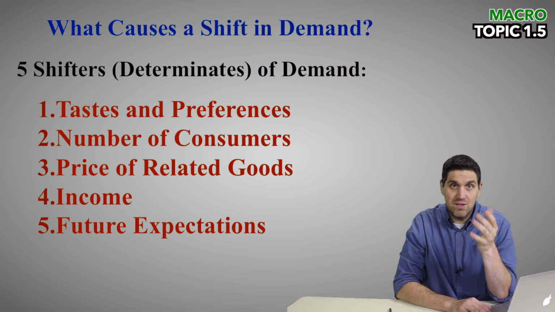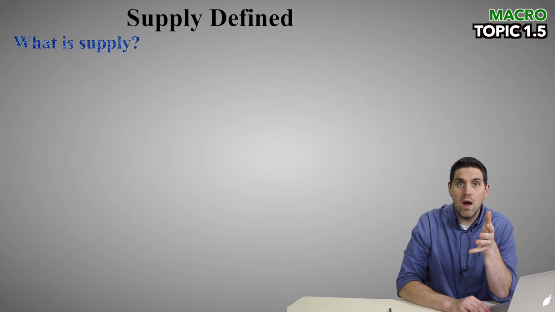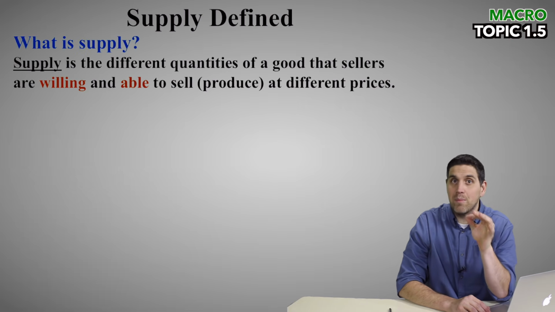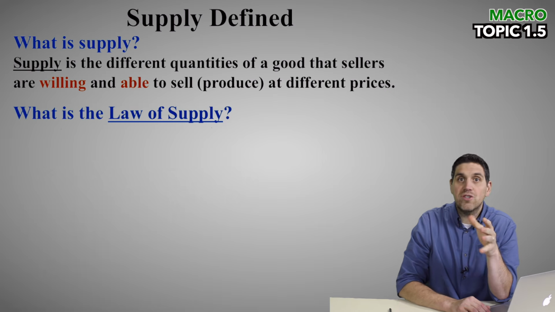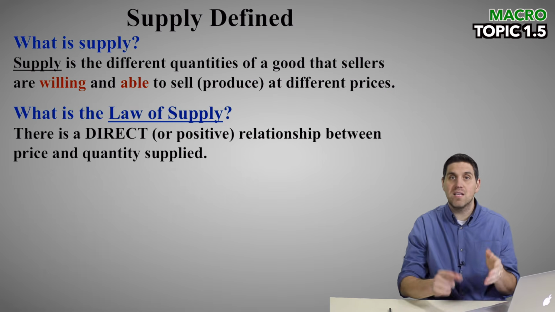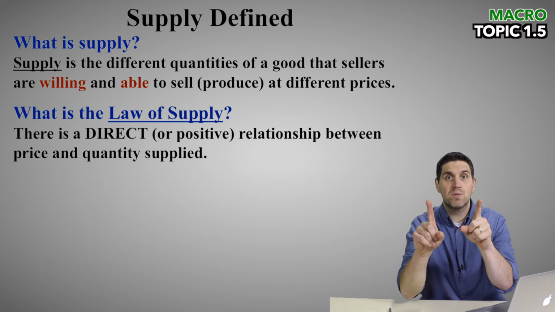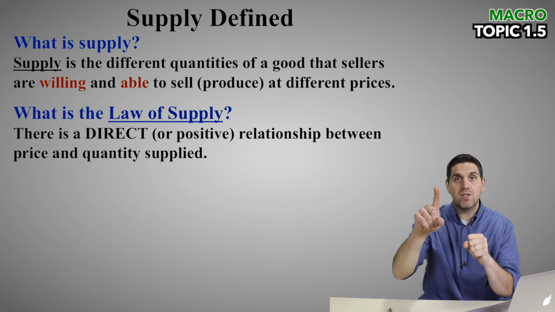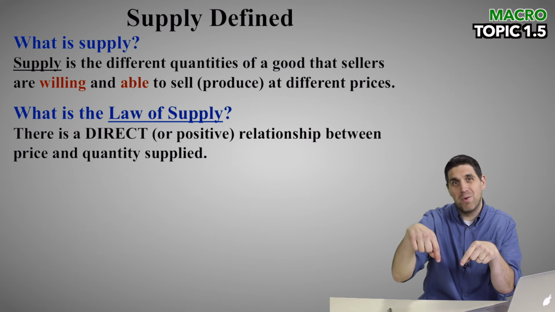Now let's look at the other side, supply. Supply is the different quantities of goods that producers are willing and able to sell at different prices. And of course, there's also the law of supply. The law of supply says when the price goes up, producers want to produce more, right? Because they can make more profit. So price goes up, I'm going to produce more. Price goes down, I'm going to produce less.